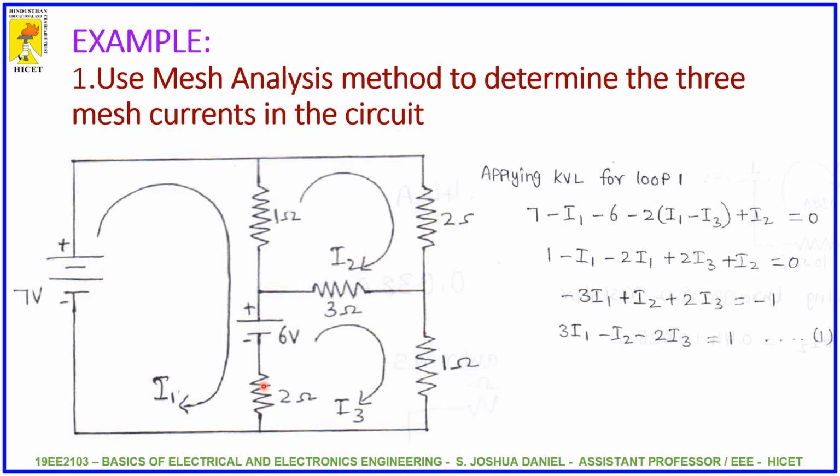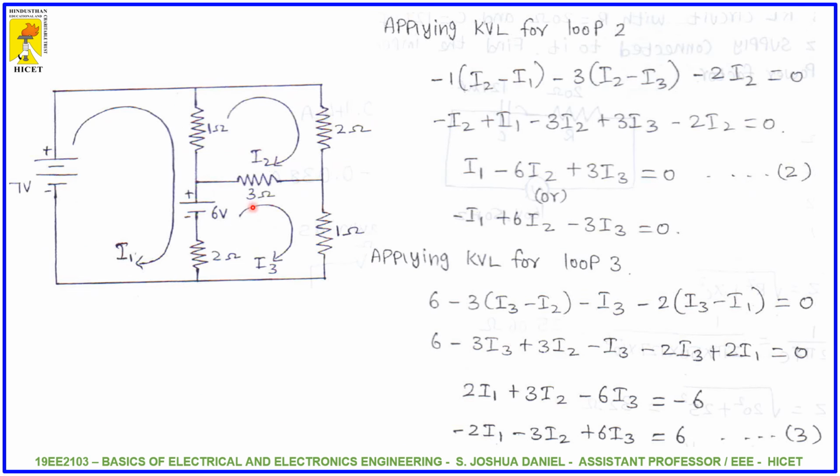And then in the 2 ohm resistor, I1 and I3 flow in opposite direction. So I1 is the major current, so 2 into I1 minus I3, that is Ohm's law, that is I into R, right? Plus this I2 for this resistor, that is plus I2, is equal to 0, and we solve it and we find an equation here and we mark it as 1. Next, let us write the equation for loop 2 and loop 3.